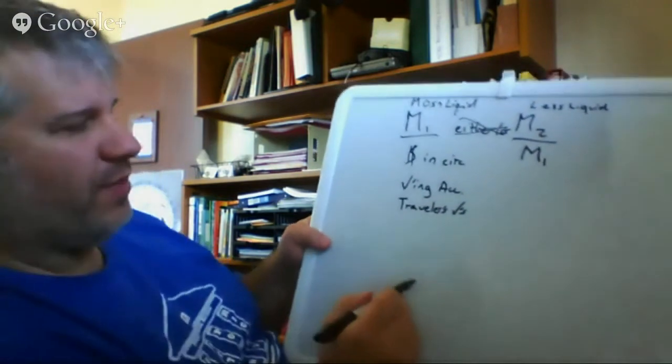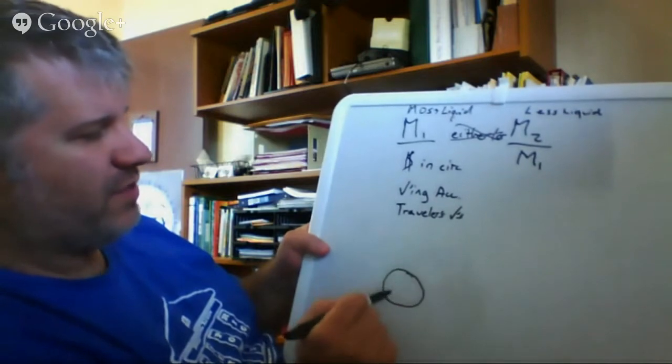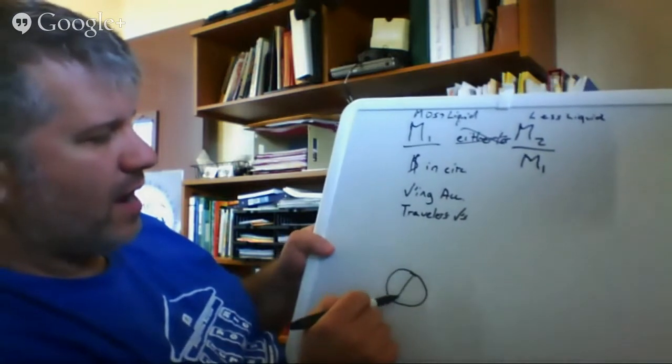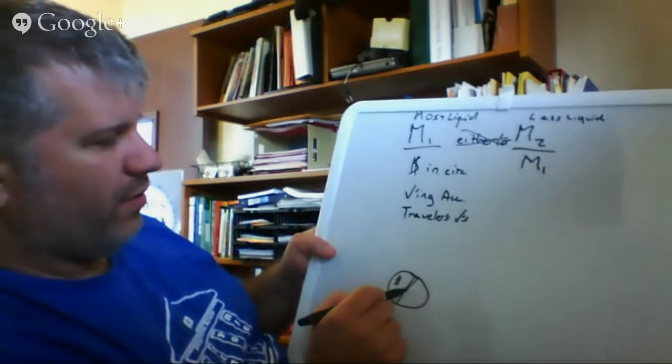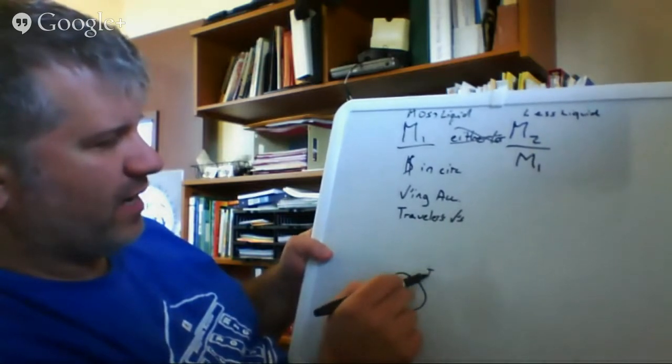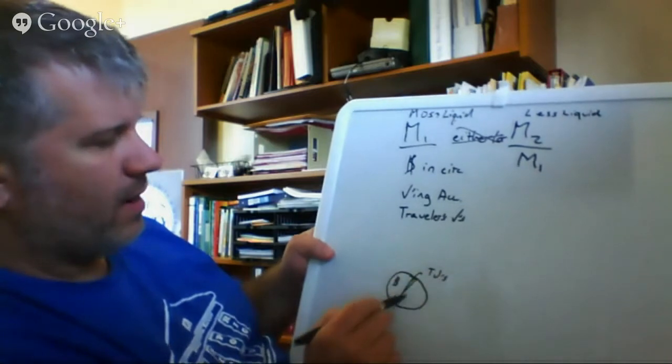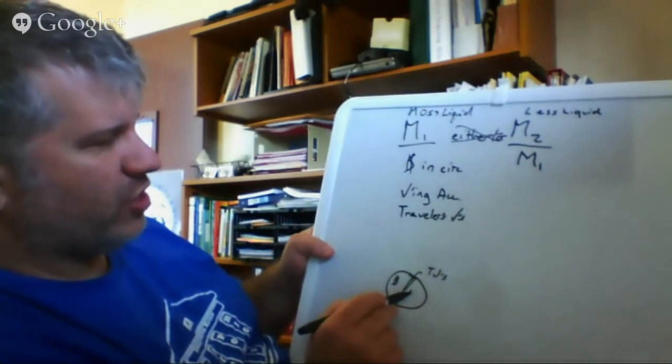Okay, so if we want to think about it as a circle, then we have a circle where we say, look, half of it is money, a little thin sliver is traveler's checks, and the rest is checking.